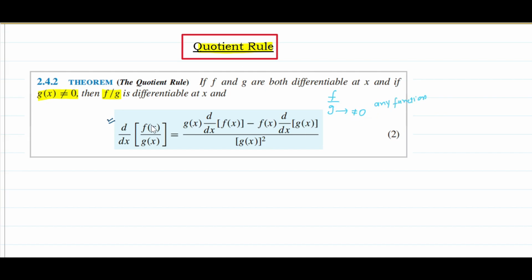According to the formula, whatever the function is below, the denominator, it will be as it is first, and then take the derivative of the first function, minus now first function as it is, first function means the above function, the numerator. It will be as it is, and take the derivative of the below function, the denominator function. And the denominator is always the square of the function which is on the denominator. So let's use this formula in some examples.